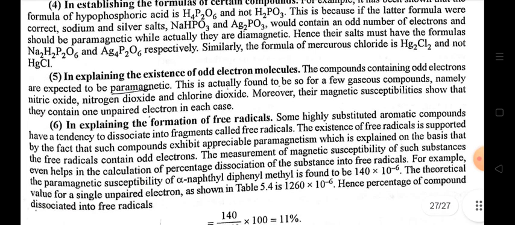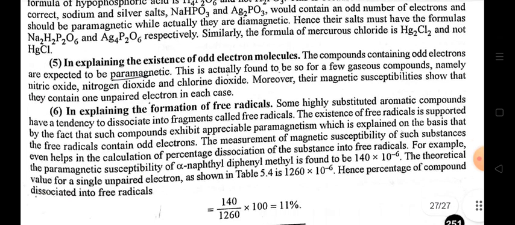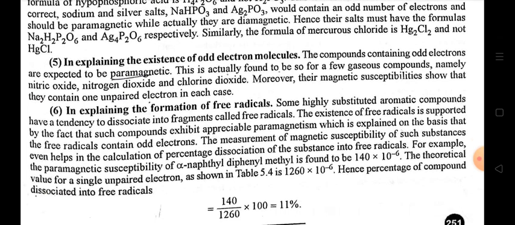Sixth, in explaining the formation of free radicals. Some highly substituted aromatic compounds have a tendency to dissociate into fragments called free radicals. The existence of free radicals is supported by the fact that such substances exhibit appreciable paramagnetism, which is explained on the basis that the free radicals contain odd electrons.